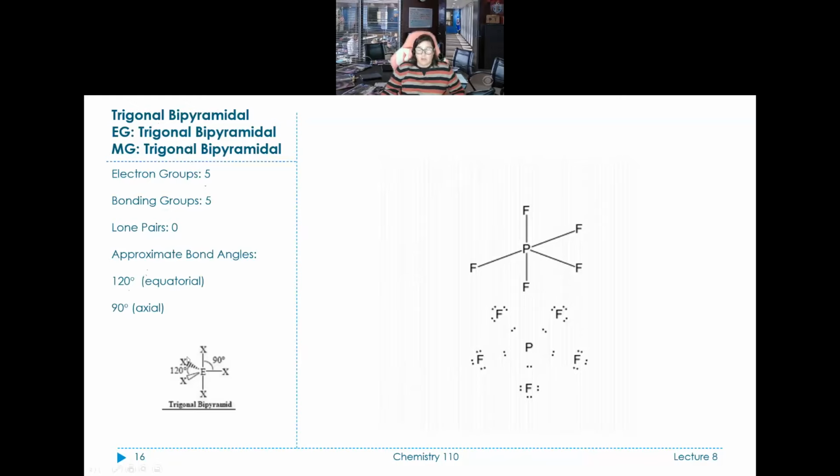The bond angles in the equatorial zone are 120 degrees. The bond angle between that plane and the one above is 90 degrees. That plane and the one below is 90 degrees. So those are our bond angles, 120 and 90. We have 1, 2, 3, 4, 5. PF5, this is the one we talked about before. There are no lone pairs on the phosphorus. There are 5 bonding pairs to the fluorines. And that's a trigonal bipyramidal.